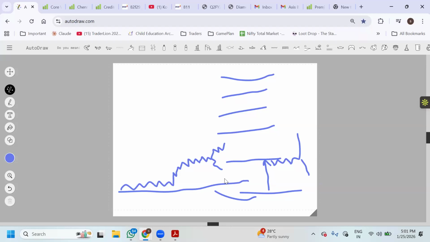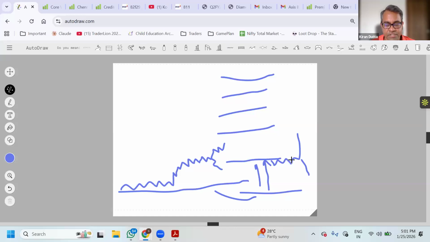Yeah, got it. Okay, let's go back to this diagram itself, right? Stock ikkada start ayindi, ikkadiki ellindi, right, ikkada say consolidation lo undi. Okay, this is support, this is resistance.